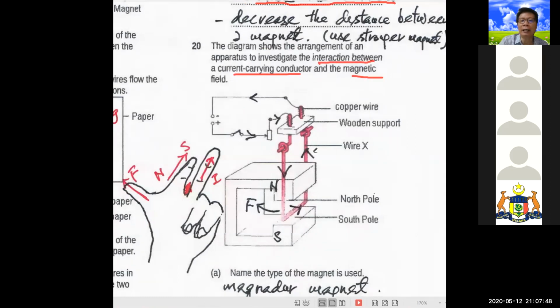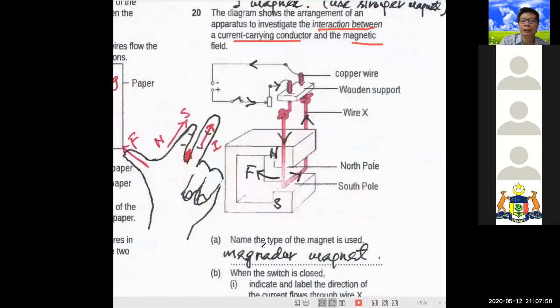Okay, first, the types of magnet used. You see now, this magnet is here, one is on top here, one is at the bottom, two pieces here. The one on top is north, the other one at the bottom is south, so it's called a horseshoe magnet. Remember, when the magnet is in the form of one piece, we call it a horseshoe magnet.